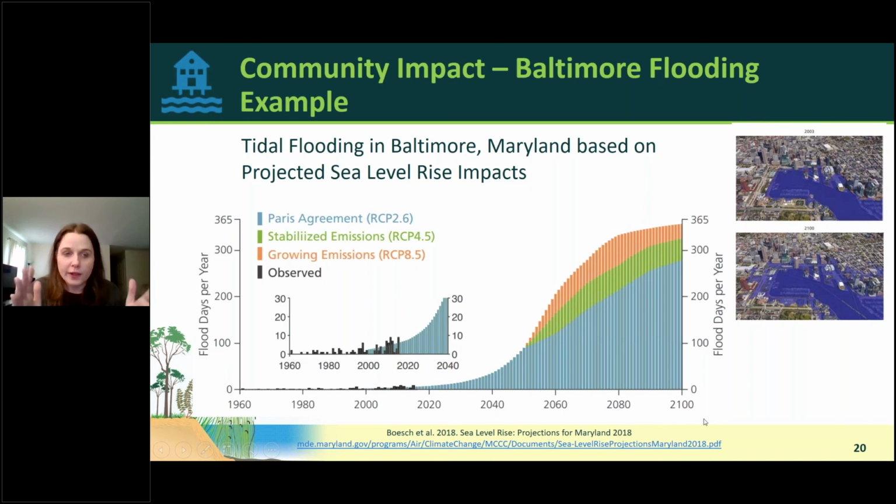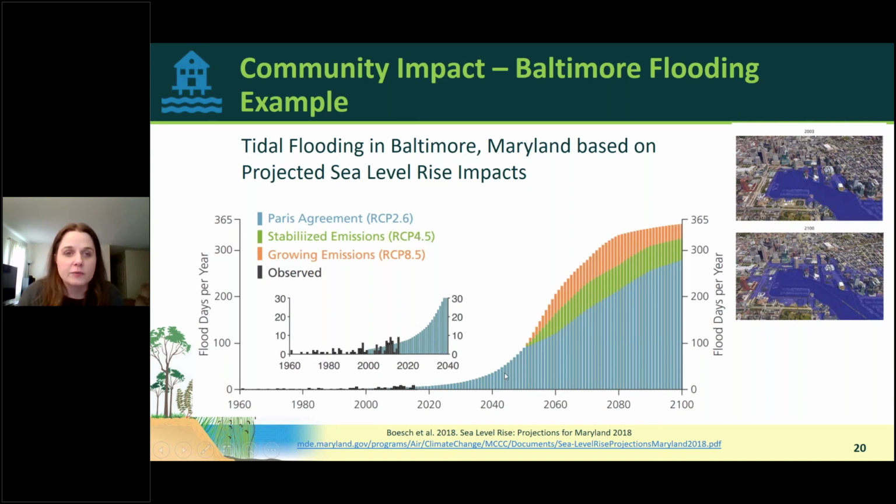So to orient you to this graph, this is showing us flood days per year. So when we would see flooding into the city, where you can see the pictures there, and this is over a period of time. So we have current conditions before 2020, but then we have projections that are used to look at beyond 2020. And you'll see there's different scenarios I talked about. So we had the low emission scenario with the Paris Agreement, stabilized emissions, growing emissions. So the growing emissions is our worst case scenario. We're probably more going to fall along the line of the stabilized emissions scenario.